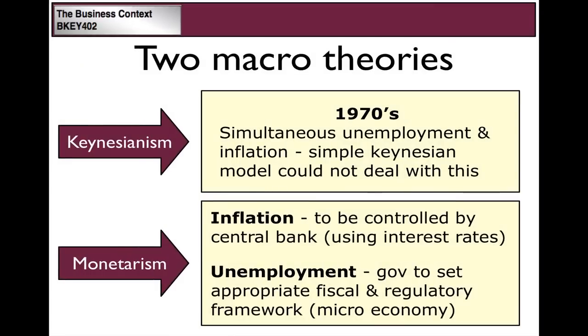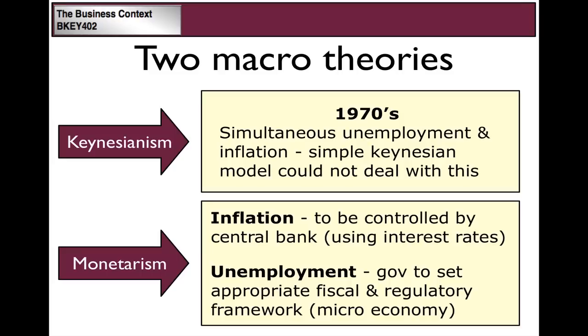Now, I'm afraid we have to look at a little bit of economic theory. In the 1970s, most economies, including the UK, suffered from simultaneous unemployment and inflation. That is to say, unemployment and inflation went up at the same time. The very simple Keynesian theory couldn't cope with it, because the notion was that only one of these things could happen at a time. The other would have to move in the opposite direction.